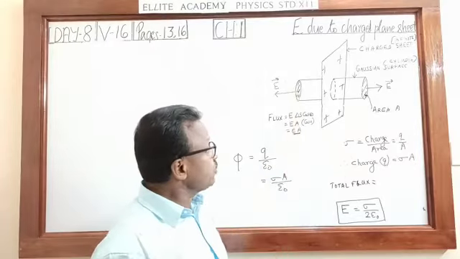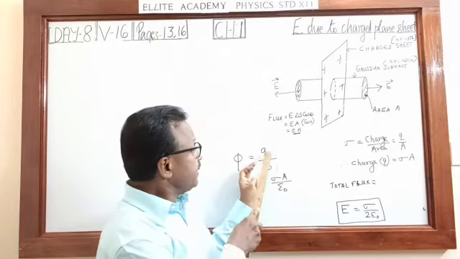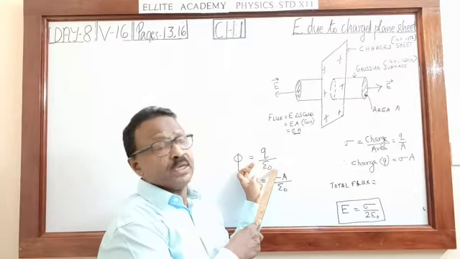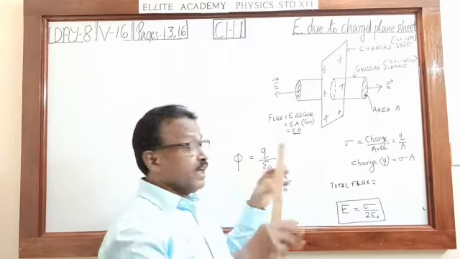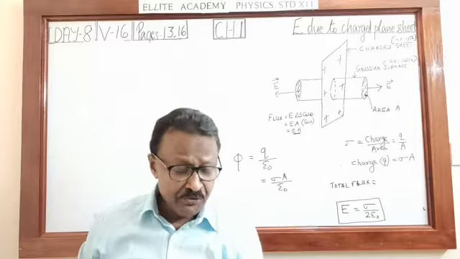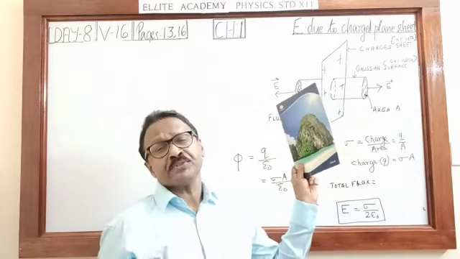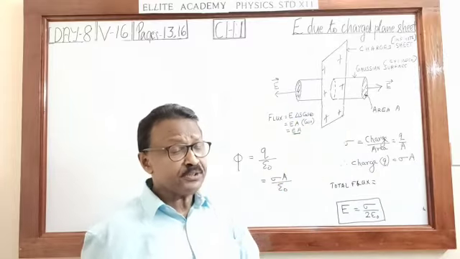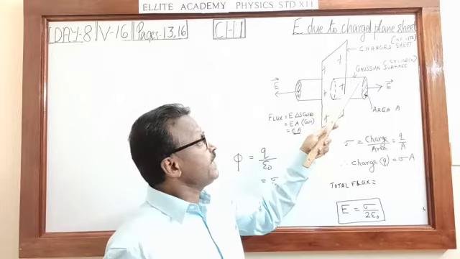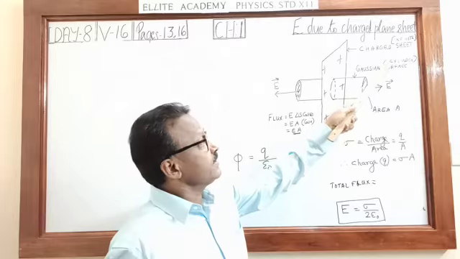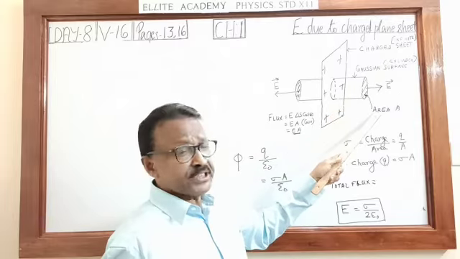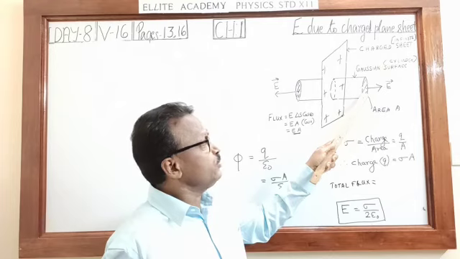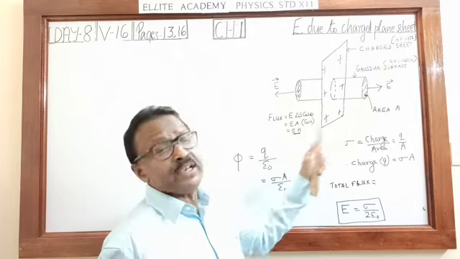Now, to utilize Gauss's theorem, we know that phi is q upon epsilon 0. There must be a charge and a closed surface. Our plane sheet is not a closed surface. It is an open surface, open everywhere. How do we get a closed surface? We consider a cylinder of area of cross section A, both ends having area A, and having some length.